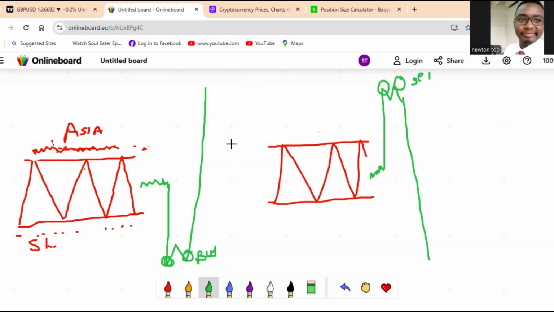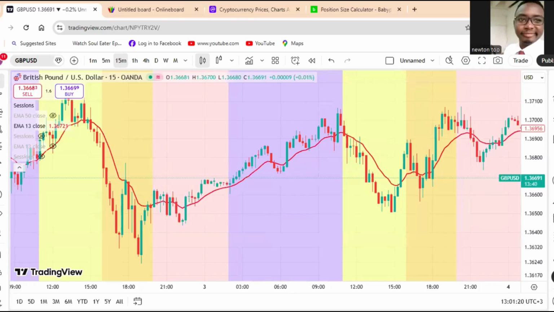Okay, let me show you on the chart. Do you know how to set up TradingView? Maybe I'm going to be making another class for TradingView, guys.